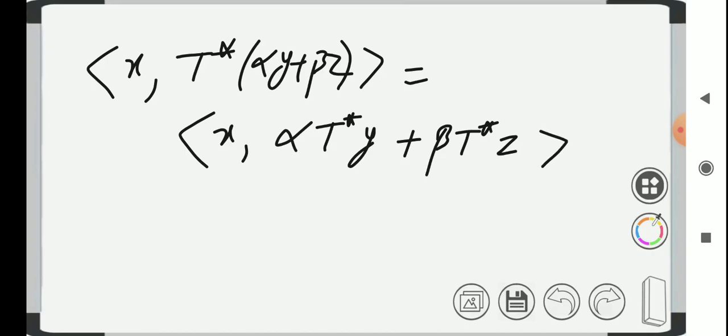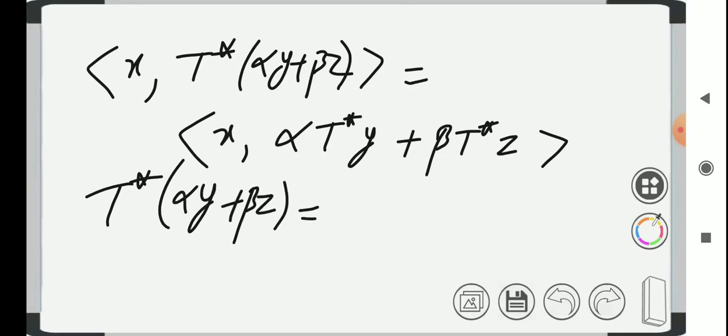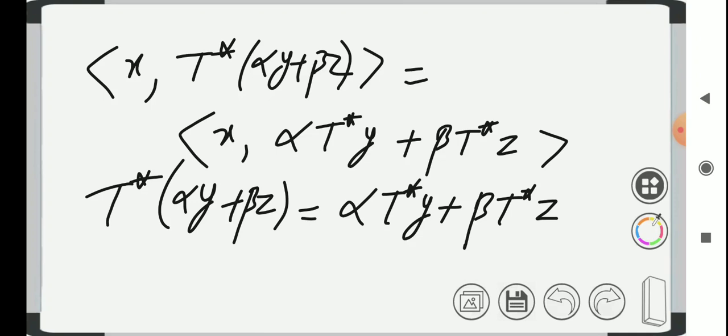And since this holds for all x in our Hilbert space H1, it implies by the very property of the inner product that T star of alpha y plus beta z should be the same as alpha times T star of y plus beta times T star of z, which implies clearly that T star is linear.